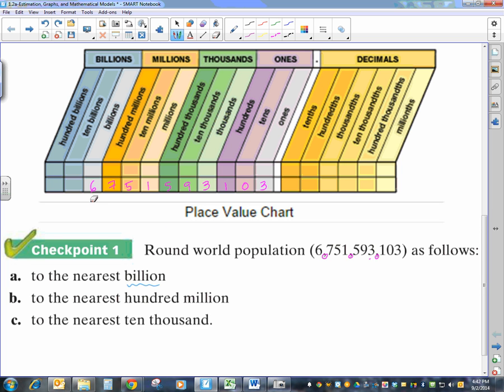So my billions, this is my number dealing with billions, and that's the number I'm rounding. Look one digit to the right. Is this number 5 or greater? Yes, it is. So that means I'm going to add 1 to this number. That's the number being rounded. And then everything else is going to be zeros. And that's all we got.